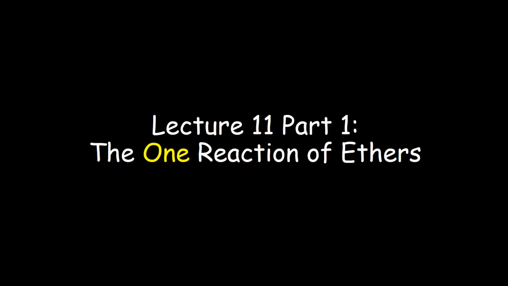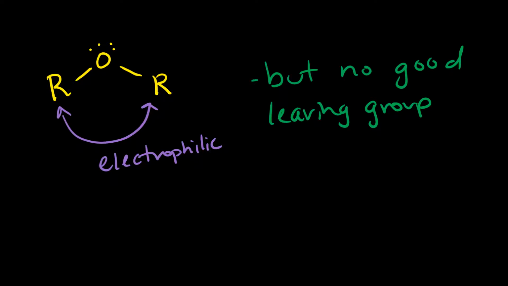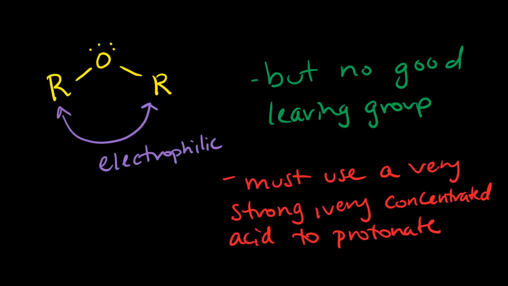In this video, we're going to investigate the one reaction that ethers can undergo. Ethers have electrophilic carbons and a nucleophilic oxygen, but they're rather unreactive. Although there are two electrophilic carbons, there's not a good leaving group if they were to be attacked by a nucleophile. And if you want to try to protonate to make a good leaving group, you have to use a very strong, very concentrated acid, and that's actually the strategy that's used for the one reaction that we will learn.